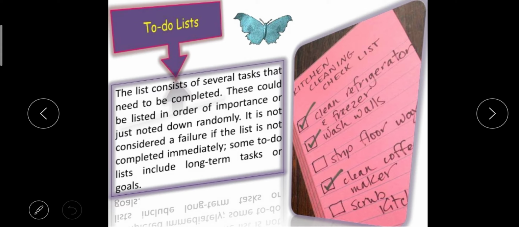For example, this is something everyone uses regularly. Suppose you want to do some work but you may forget, so what we can do is write it on a paper, and once it is done we tick it. Like, for example, you can see a kitchen cleaning checklist: cleaning the refrigerator or fridge, washing walls, stripping floors, cleaning coffee makers, scrubbing. Where you have done it you can put the tick, and which one you have not done we can't put the tick. It means it is not for achieving or gaining some goal, it's just for your remembrance purpose. Sometimes we may forget because of so much work, so that's why it is called a to-do list.